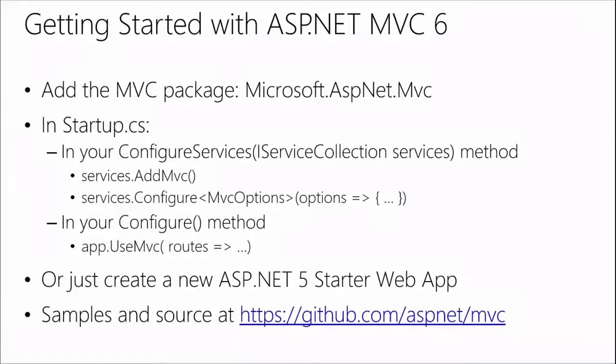Okay, then you're going to go to your Startup.cs file, and you're going to need to do two things. You're going to need to add MVC as part of your request pipeline. There's middleware involved here so that MVC can then handle requests. You're also going to want to add MVC's services to the dependency injection abstraction in ASP.NET 5. There's a new one. Okay. And it's a common one that we use across the board in ASP.NET 5.